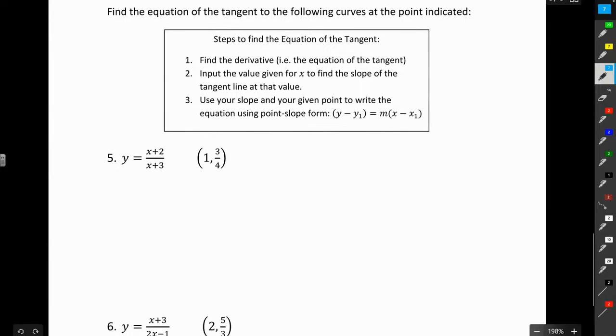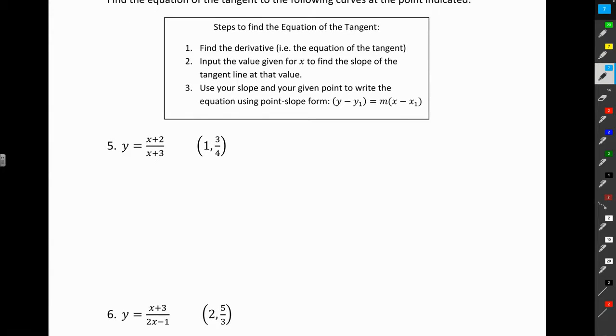Now on this last page, we've already done this. We did this when we talked about the product rule, but this time we're going to do these types of problems again, but we're going to need to use the quotient rule. So it says find the equation of the tangent to the following curves at the point indicated. Step 1, we'll find the derivative. Step 2, we'll find the derivative for the value given at x. And step 3, we'll use that slope and the given point to write our equation in point-slope form.